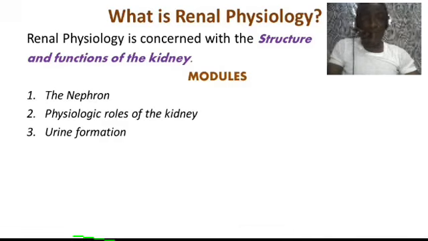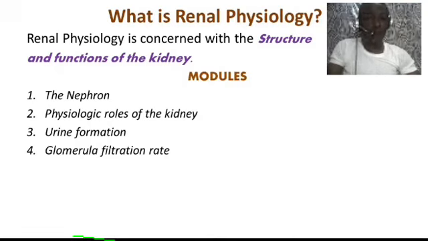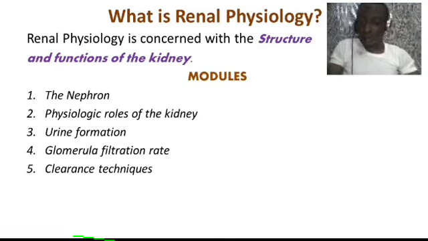In module 2, I will discuss the physiologic roles of the human kidney. Module 3 will be on urine formation, because many times we go to the convenience to pass out urine, but we don't know how the urine is formed. That will be discussed in module 3. In module 4, I'll be teaching you glomerular filtration rate, the meaning, the normal values, and everything about it. In module 5, I'll be discussing clearance techniques. Clearance techniques is concerned with measurement of glomerular filtration rate, renal blood flow, renal plasma flow, and so on. And I'll be showing you the formulas used in calculating all of that.